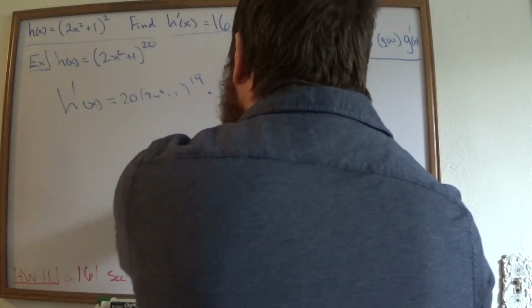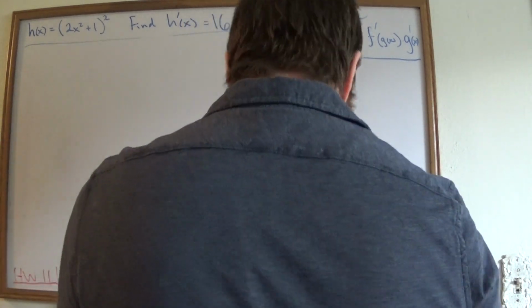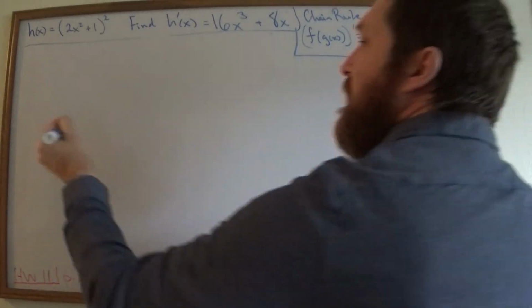Why is it called the chain rule? Because if you have more functions, it makes like a chain. Yeah. And so, check this out.